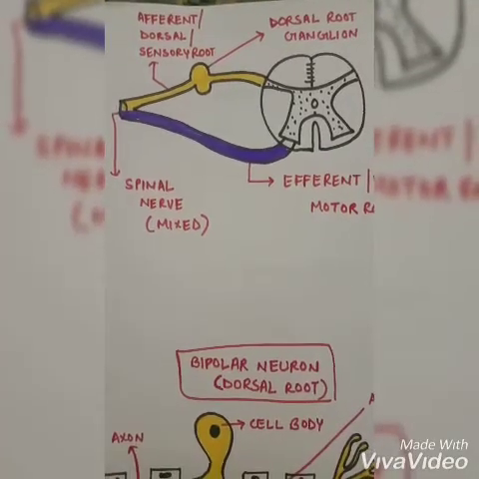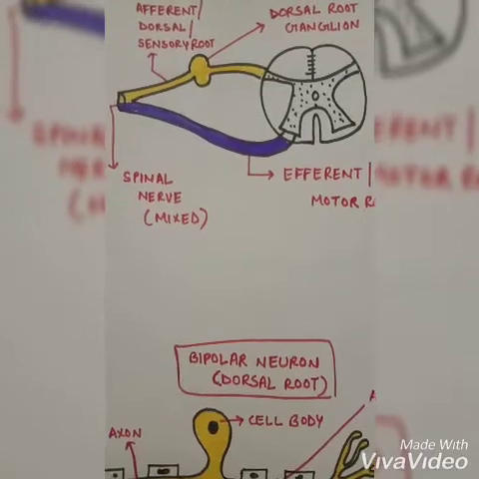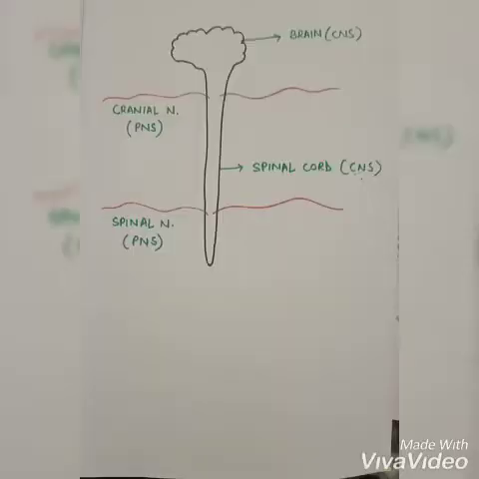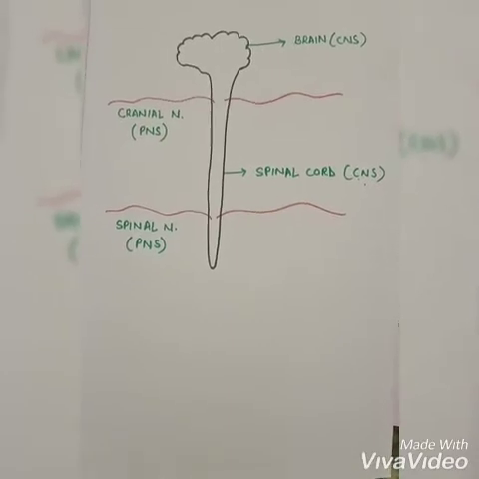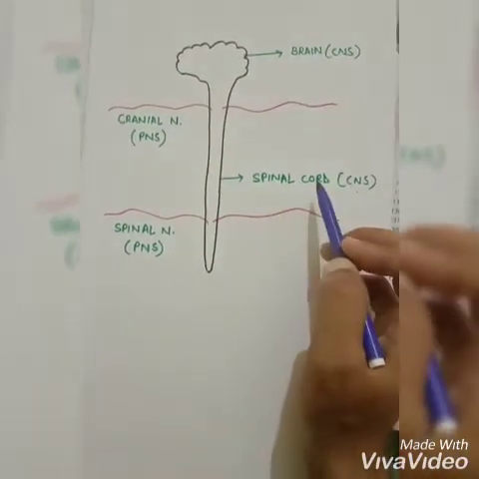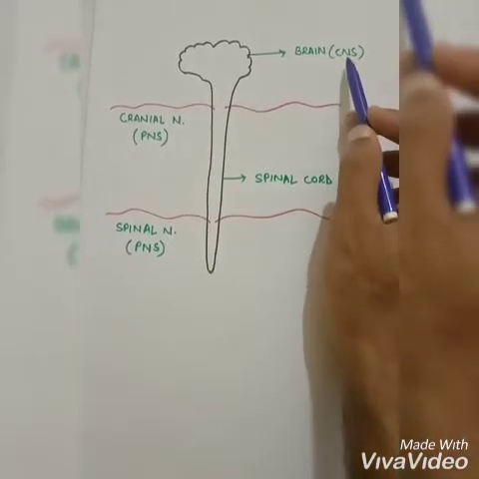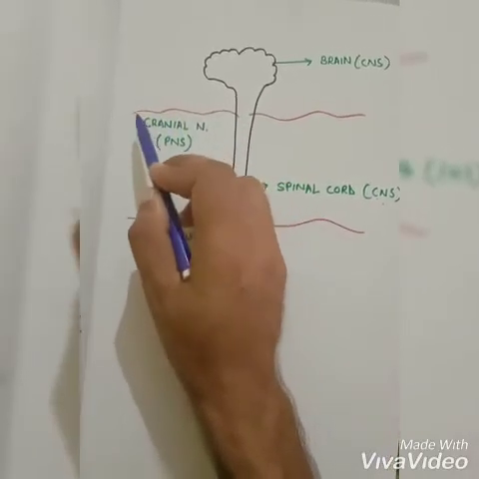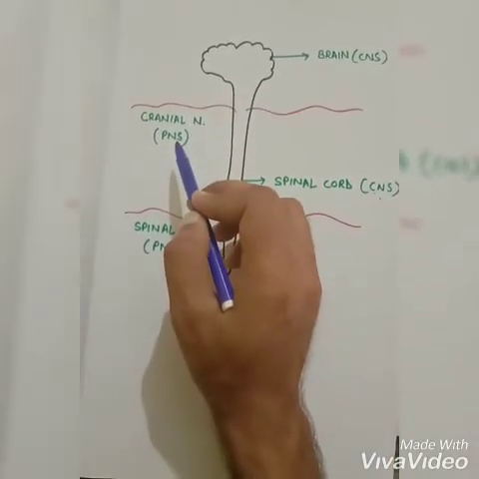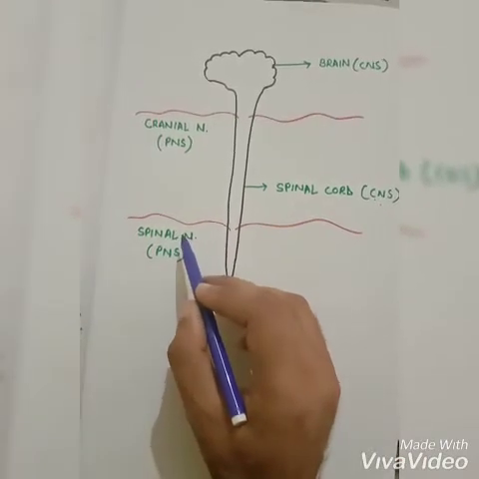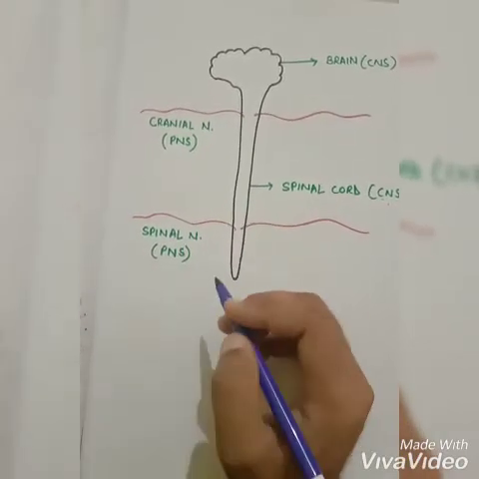If you ask what the difference is between a ganglion and a nucleus, let me tell you this. This is just a rough diagram of the brain and spinal cord. The brain and spinal cord are both components of the CNS. And this is a cranial nerve, which is a part of the PNS, or peripheral nervous system, and this is a spinal nerve, which is also a component of the PNS.